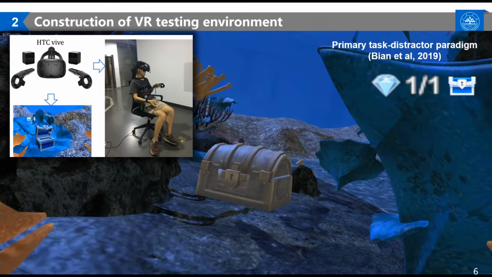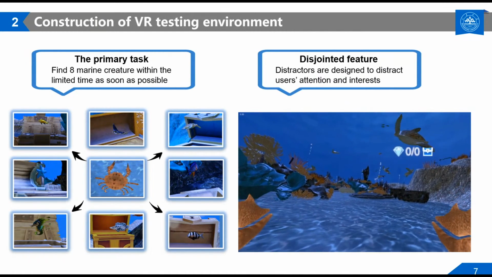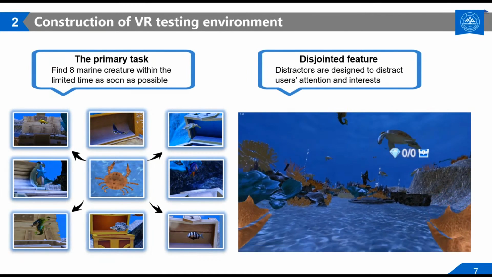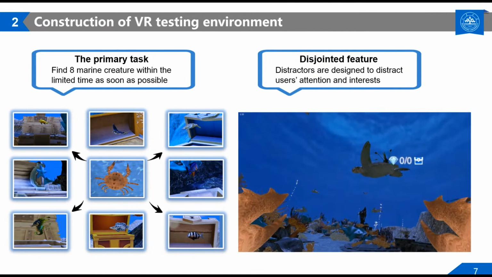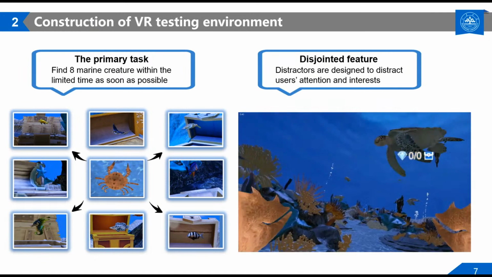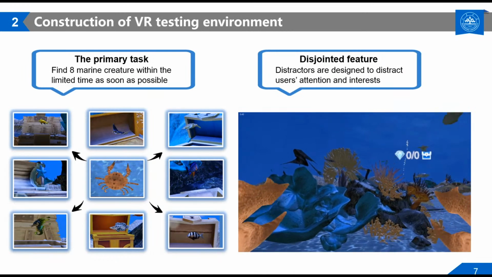To explore the weak link, the primary task and disjointed features need to be designed. Here, the primary task is to search and rescue 8 marine creatures within 4 minutes. During the primary task, various sea creatures are designed as distractors to randomly navigate in the scene, to distract players' attention and interests. Interacting with them is available, but it is irrelevant to the task. Based on this VR system, we conducted 2 empirical studies.